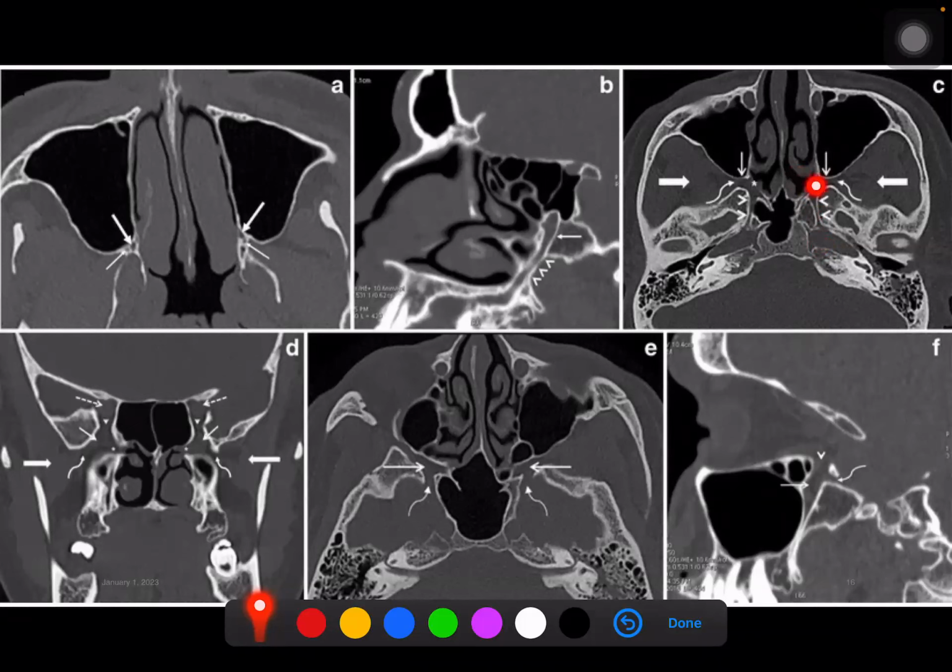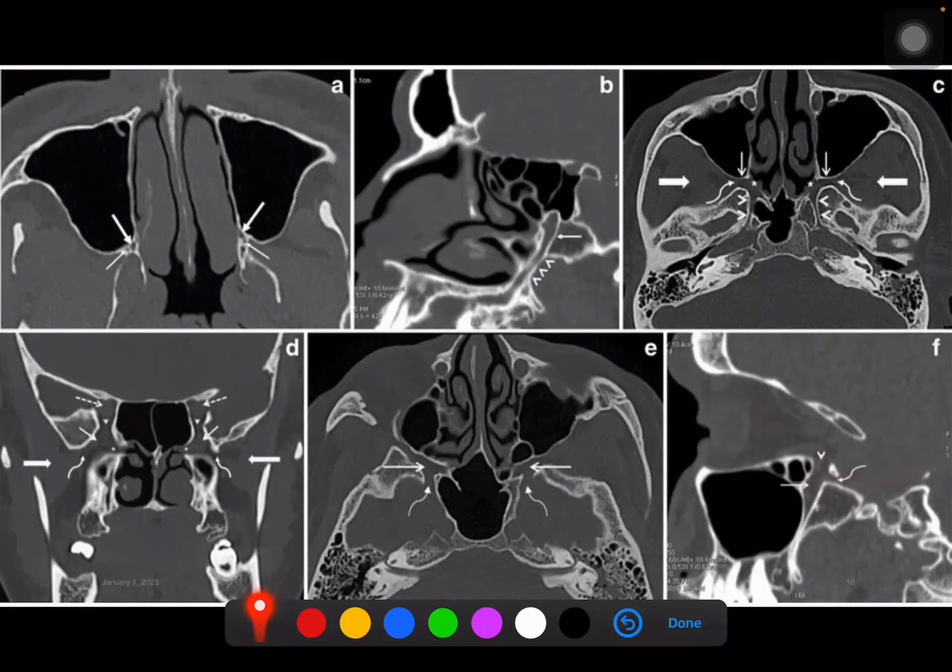Laterally via the pterygomaxillary fissure to the infratemporal fossa, and superiorly to the orbit via the inferior orbital fissure. Again, this is the middle cranial fossa, so this is foramen rotundum. This is the inferior orbital fissure connecting it to the orbit, and foramen rotundum to the middle cranial fossa.